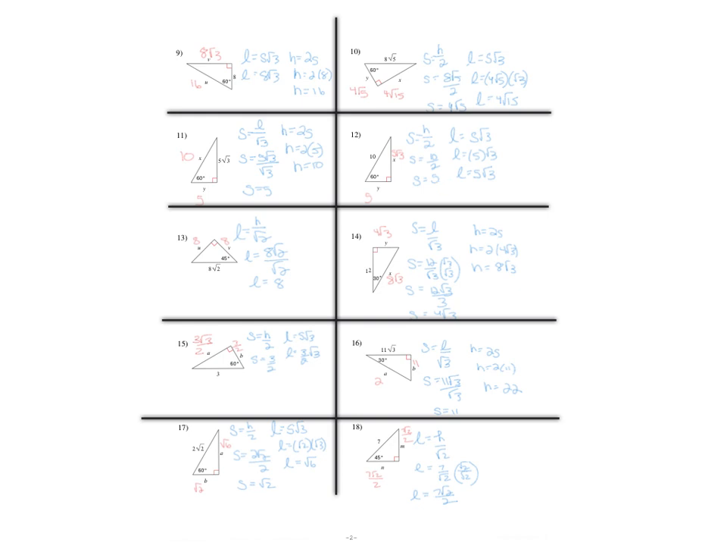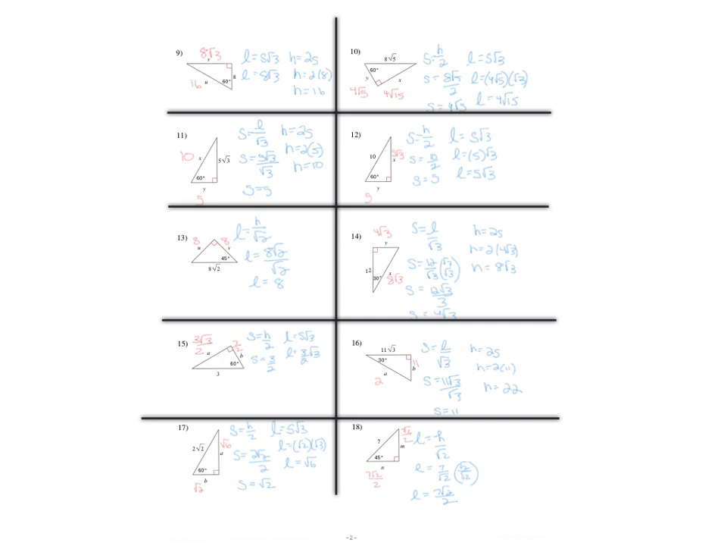So continuing on with number 13, we have a 45, 45. We are given the hypotenuse. So we need to take the leg. To figure out the leg, we have to take the hypotenuse and divide by the square root of 2. So we're going to take 8 times the square root of 2 and divide by the square root of 2. That'll cancel out and tell us that the leg is 8. So both of those legs are 8.